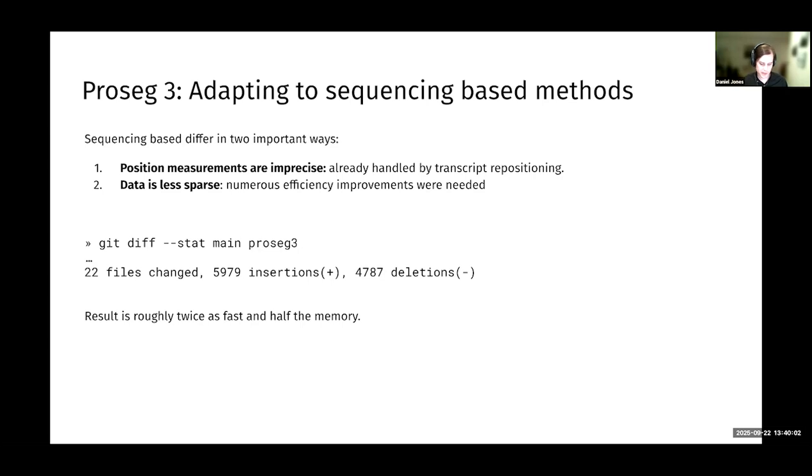And then the other big difference, as tends to be the case with sequencing versus probe-based methods, is that the data is less sparse here. So we have this transcript repositioning scheme that lets us do a better job of accounting for the readout being imprecise. The data being less sparse is not inherently a problem, but it required a lot of work optimizing the method to get it to scale and run fast enough. So I basically rewrote a big chunk of this and made it a lot faster, which lets it scale to that. And that was the main change that was needed.